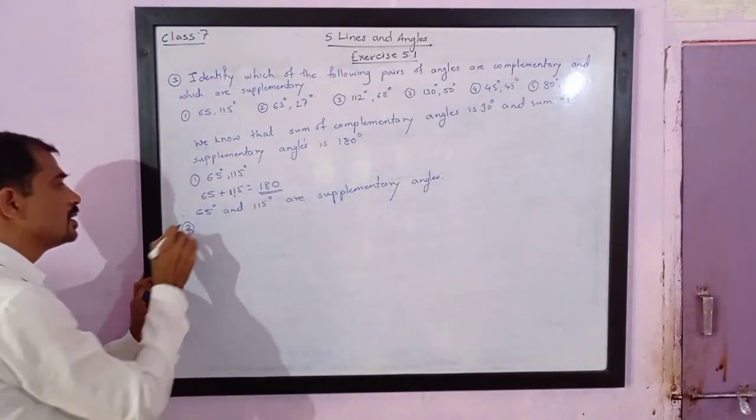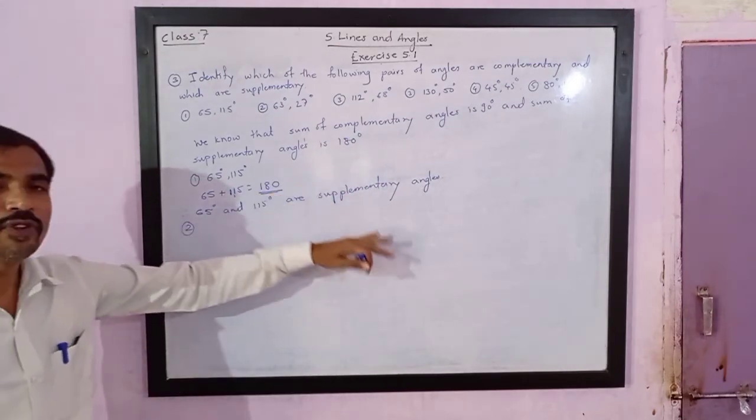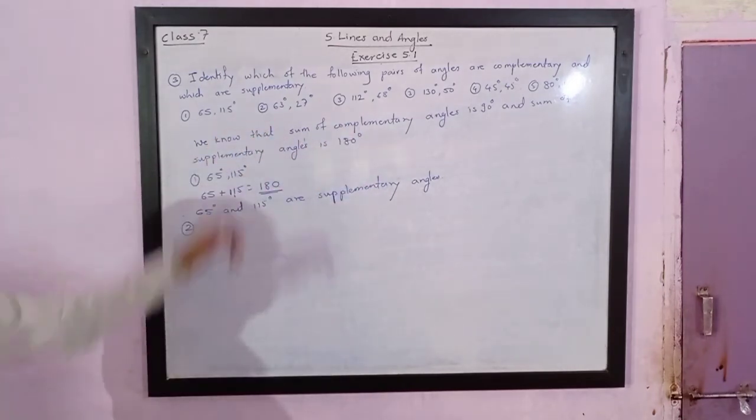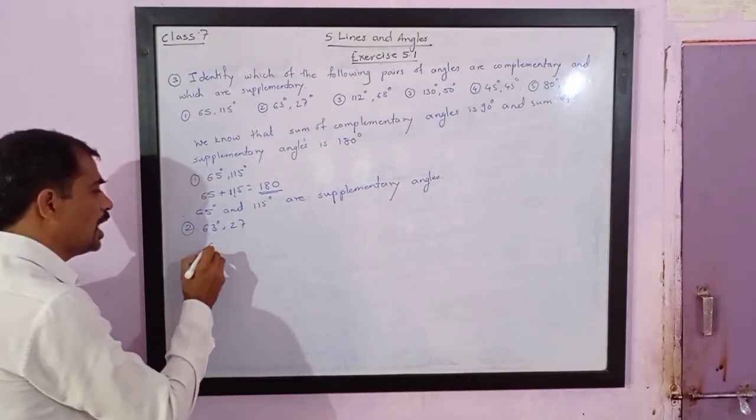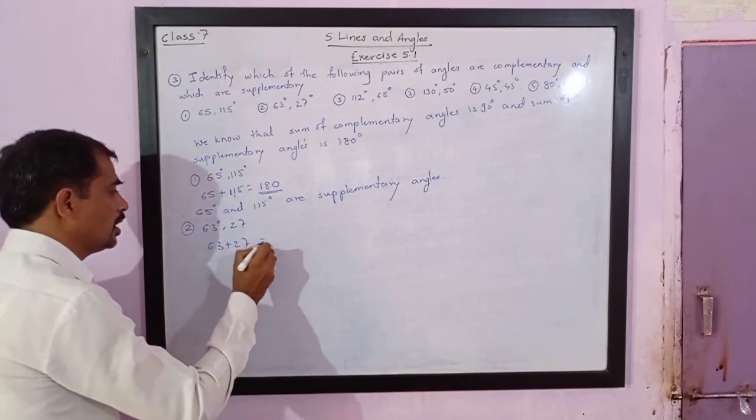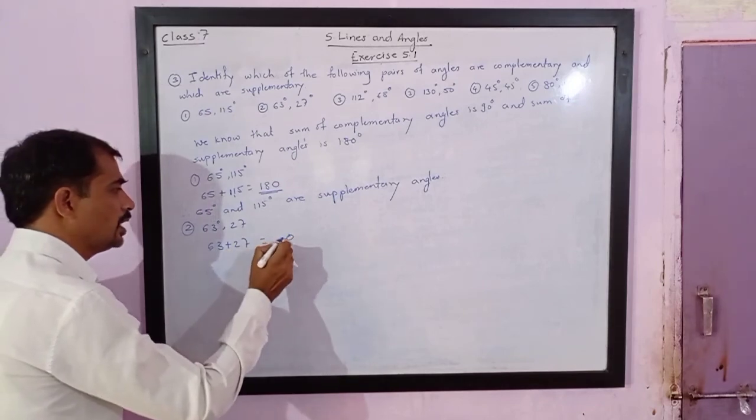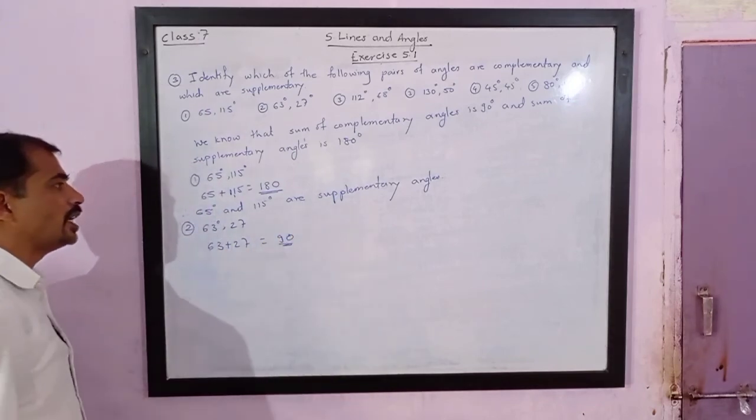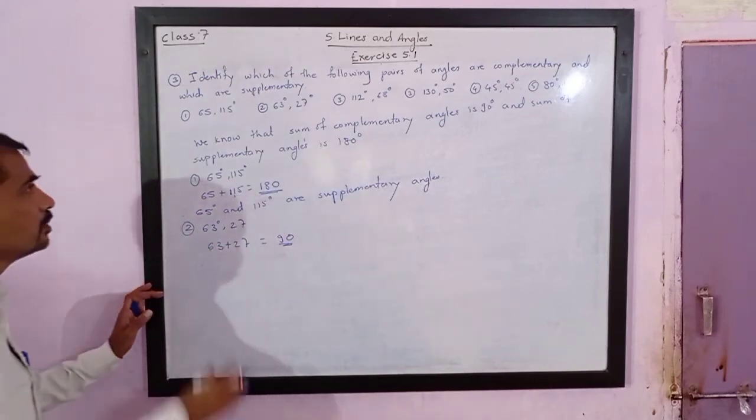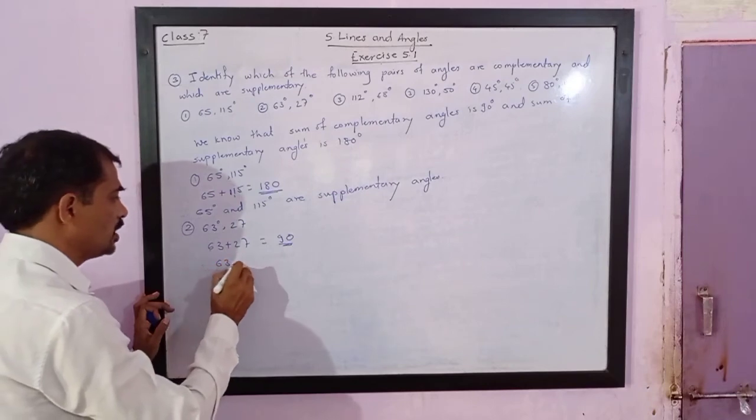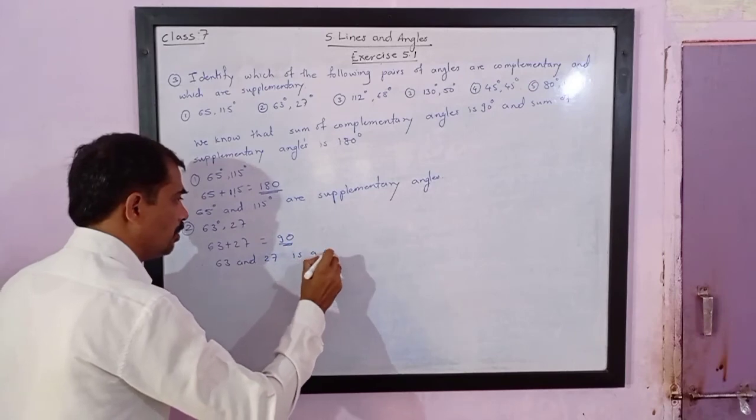Then second is, similarly you can solve the further parts and you can use the video just for checking your answers. Second is 63 and 27. Let us do the addition of 63 plus 27. You will get 7 plus 3 is 10, 1 carry, 6 plus 2, 8 plus 1 carry, 9. Here the sum is 90 degrees. So we can say that this pair is a complementary pair. So here 63 and 27 is a complementary pair.